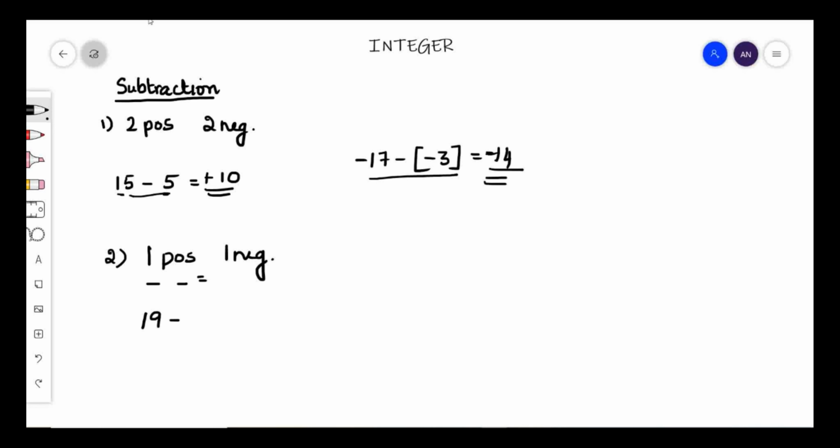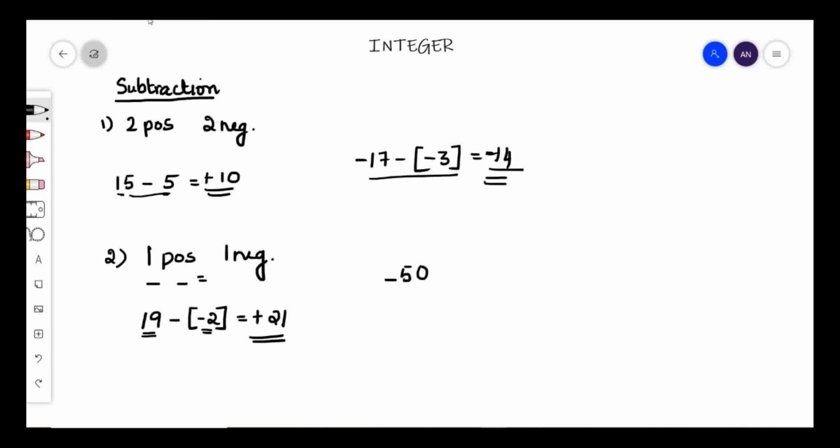19 minus minus 2. So what you are supposed to see here: one positive integer, one negative integer. So what you have to do is perform addition and then put the sign of the bigger number. 19 or minus 2, which is bigger? 19. So put the sign of 19. So 19 plus 2 is 21. Put plus 21.